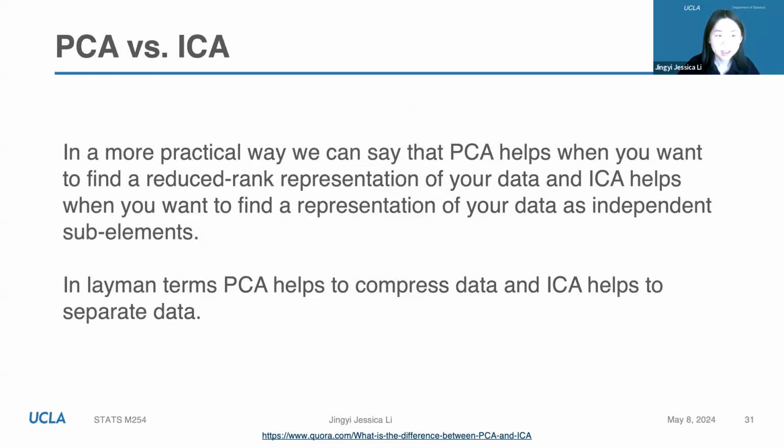Okay, so when we compare ICA and PCA in a practical way, we can say that PCA helps when you want to find the reduced rank representation of your data. That's what we do for single cell data. We want to reduce the dimensions from, say, 2000 highly variable genes to 20 to 50 PCs to work on. So it's a reduced rank representation, but we hope to preserve most of the useful information in our original data. ICA, in contrast, helps when you want to find a representation of your data as independent sub-elements, independent sources. In layman's terms, PCA helps to compress data and ICA helps to separate data. This is something I want you to keep in mind when you choose between the two methods.